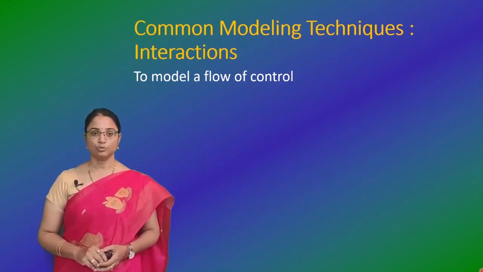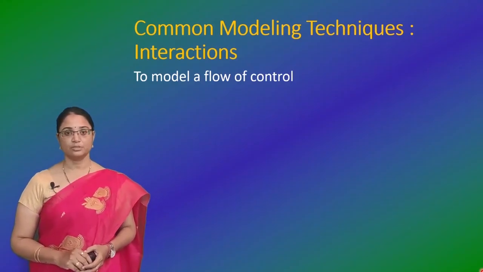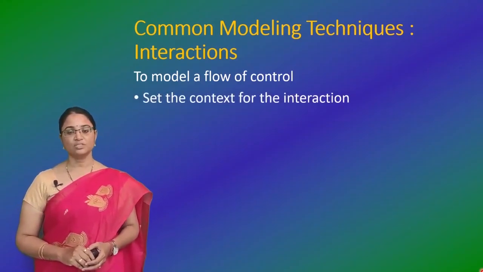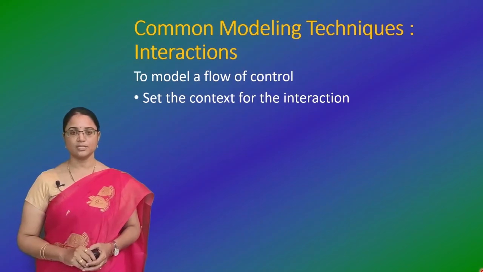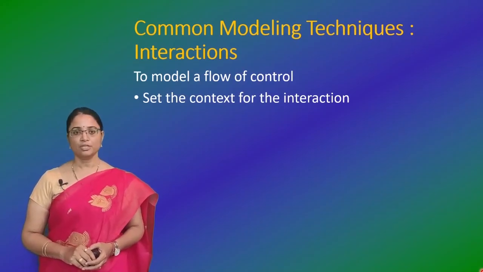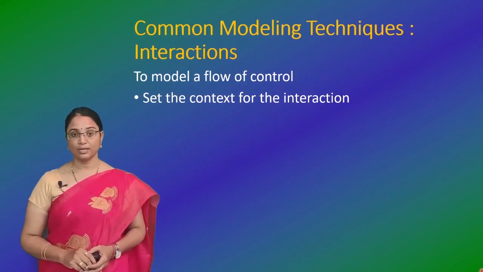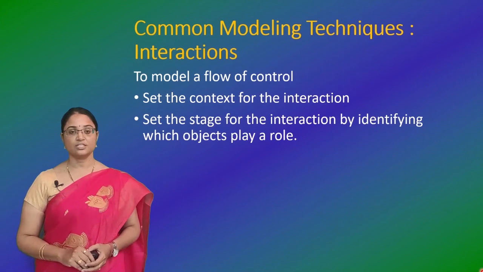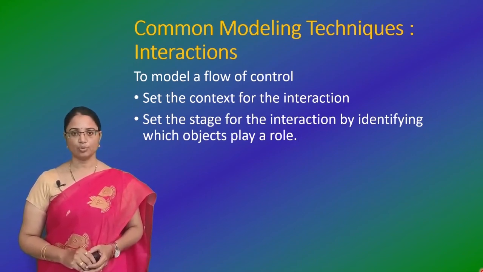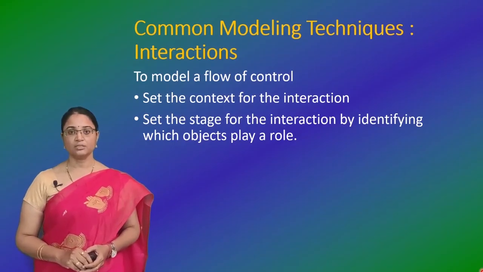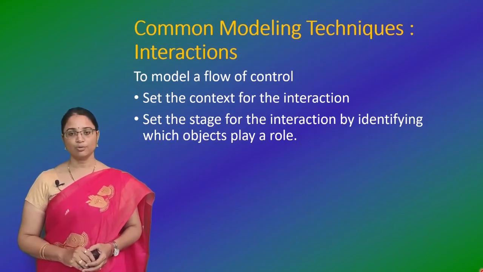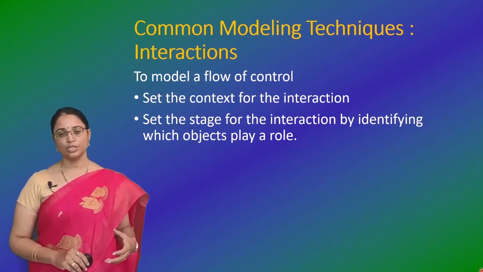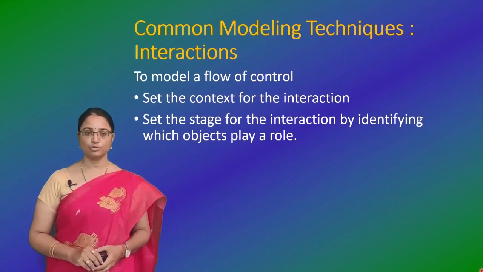So coming to how to model a flow of control, what are the steps? First of all, you need to set the context. Context is nothing but the scenario for this interaction, whether it is a system as a whole or a class or an individual operation. Next, set the stage for the interaction by identifying which objects play a role. Set their initial properties, including their attribute values, state and role. So you need to identify the objects and tell the initial properties of those objects.